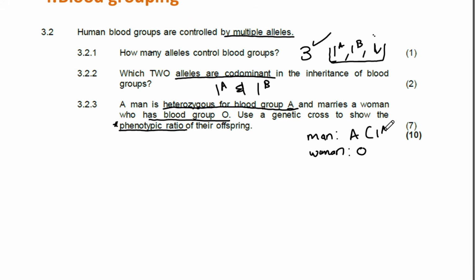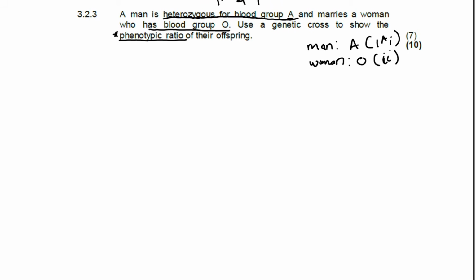They've told us that the male is heterozygous for blood group A. That means his genotype will be IA i, and the woman is blood group O, so that means her genotype will be two small letter i's. When we do the cross, it is still a monohybrid cross. The format of the cross is still the same. So we write our P1, and we first need to indicate the phenotype, which is the blood group, of both parents. Now, the man is blood group A.